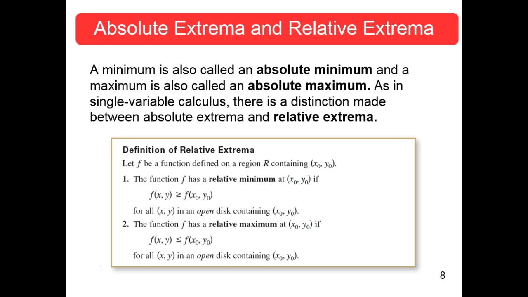If you can draw an open disk of any size that contains that point, and that is the minimum one, then that's a relative minimum. The function f has a relative maximum at that value if f of xy is always less than or equal to f of x0, y0 for all xy in an open disk containing that point. So again, don't count the boundary values, but this is the maximum. This is always greater than or equal to all those in the open disk.